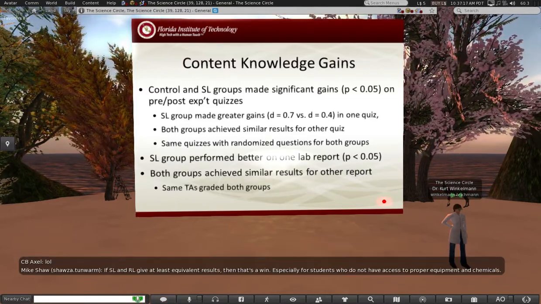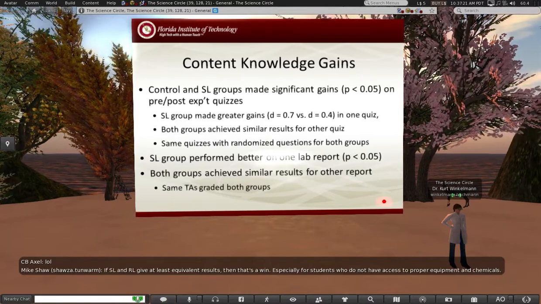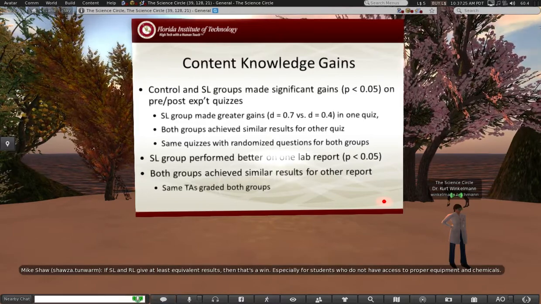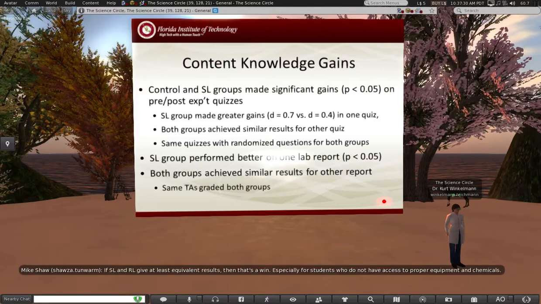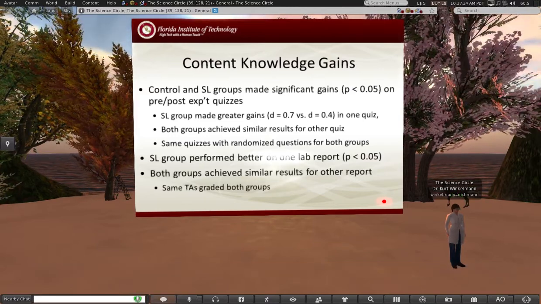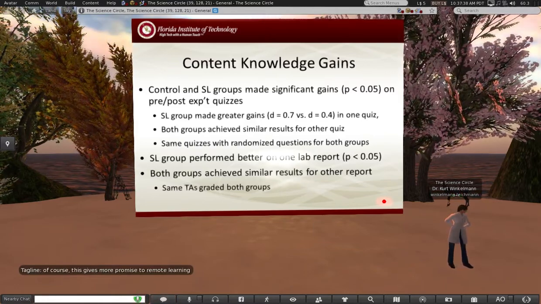And both groups achieved similar results for the other lab report. Just to remind you, the grading was done by TAs that supervised each one class of students in each group. So the same TA was grading a control group and a Second Life group.